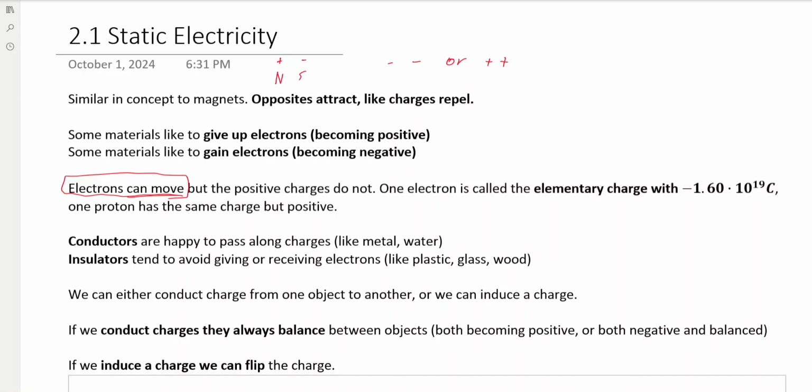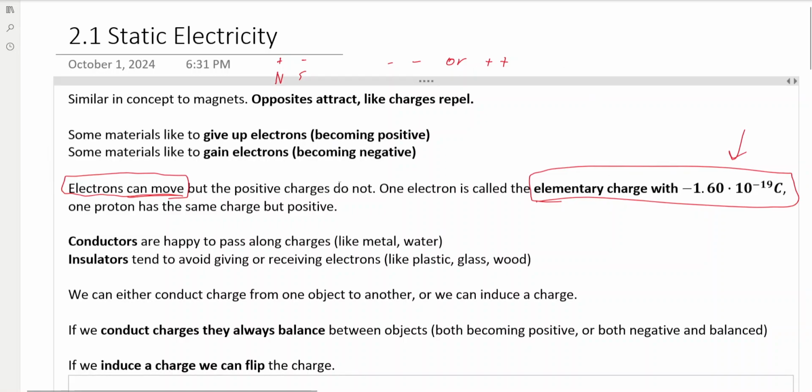One electron is given an elementary charge. This is the elementary charge. That number is 1.6 times 10 to the negative 19 coulombs. Obviously an electron will be negative because it's a negative charge, but a proton will be a positively charged version of the same thing.